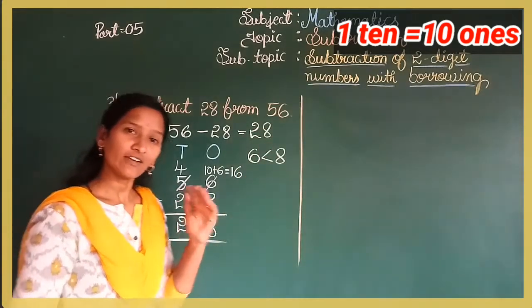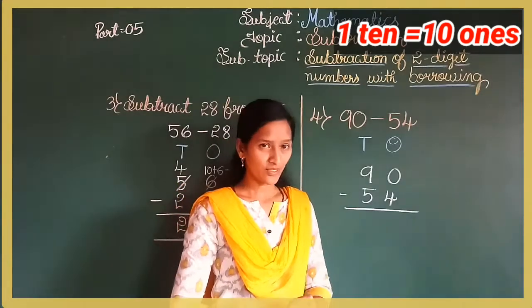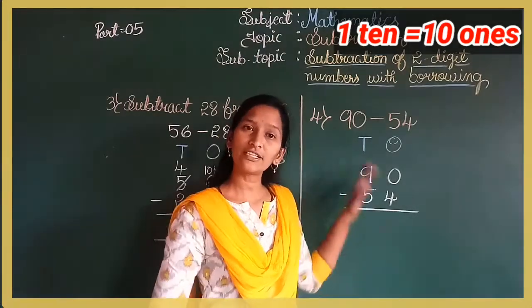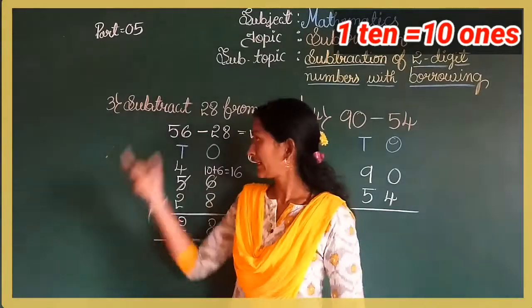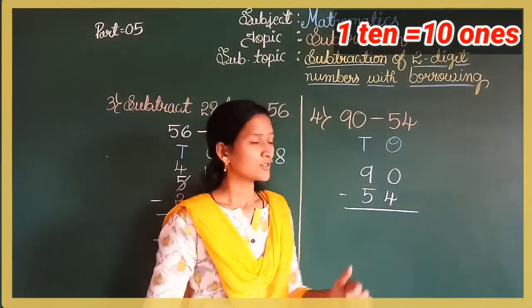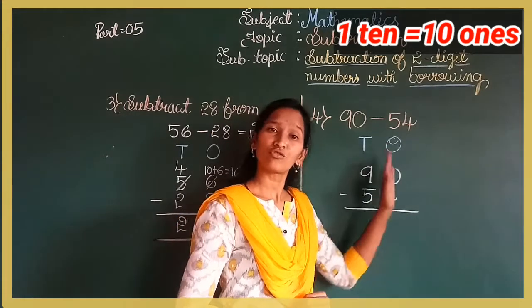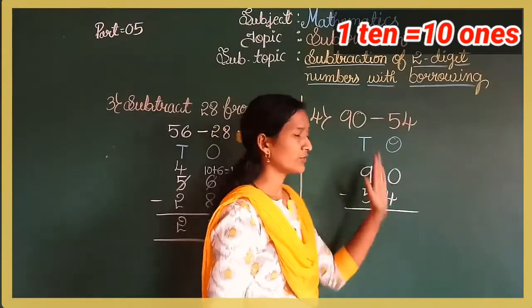Okay. Children, now I will go to the next problem. Children, come to the last problem. It is 90 minus 54. Okay, here they already wrote it using the symbol of minus. They didn't give it in a sentence. Also, I already arranged it in separate columns of ones and tens. Okay. Yes, children, come to the ones column.